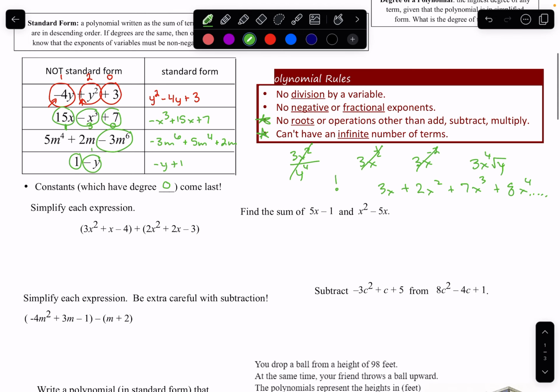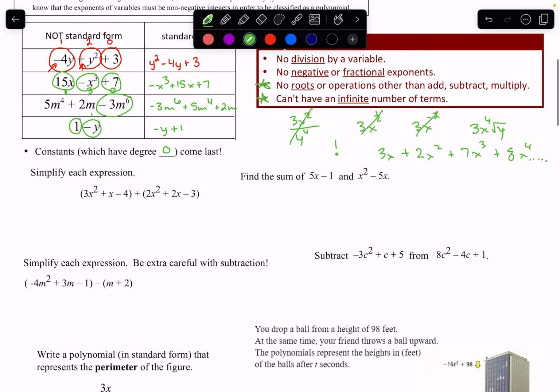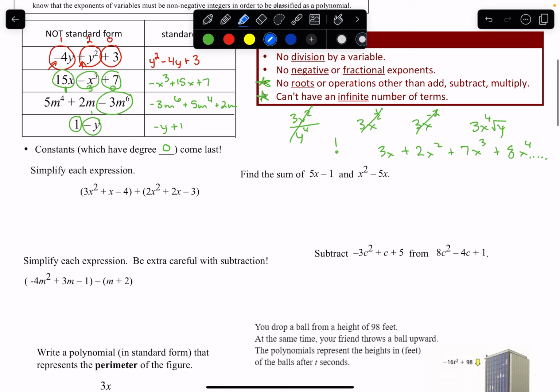All right, let's do a little bit of math now. Polynomials can combine together. You've been doing this. It's called combining like terms. We even practiced it in this class. In this problem, I have a polynomial, 3x squared plus x minus 4. I have a second polynomial, 2x squared plus 2x minus 3. I want to add those two polynomials together. So I do what I've always done.